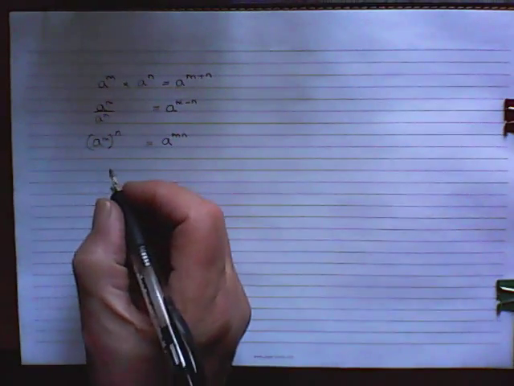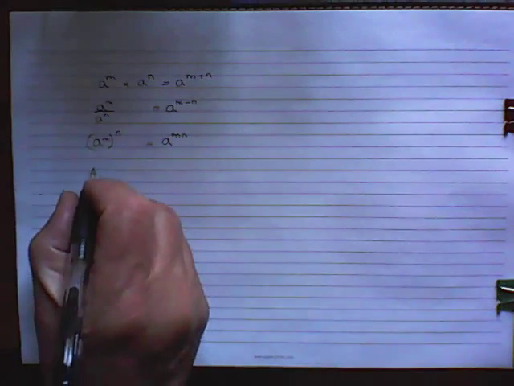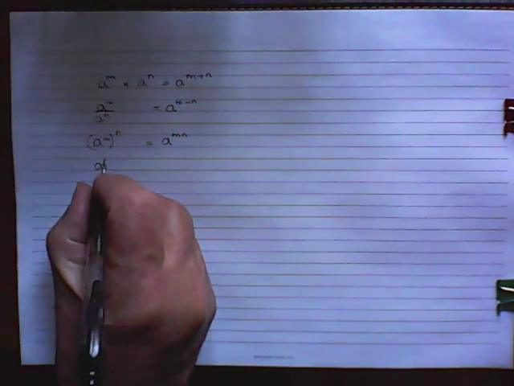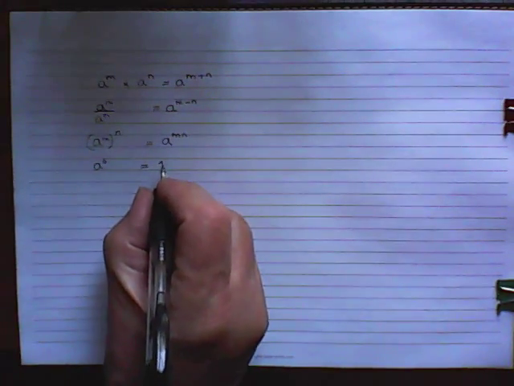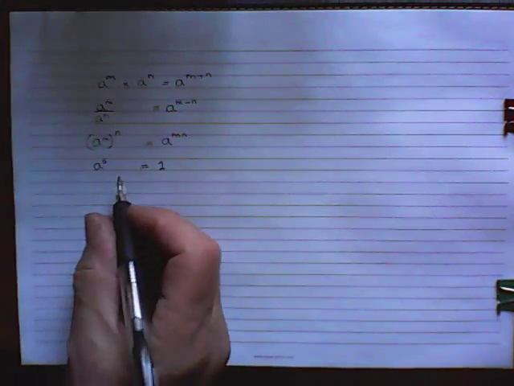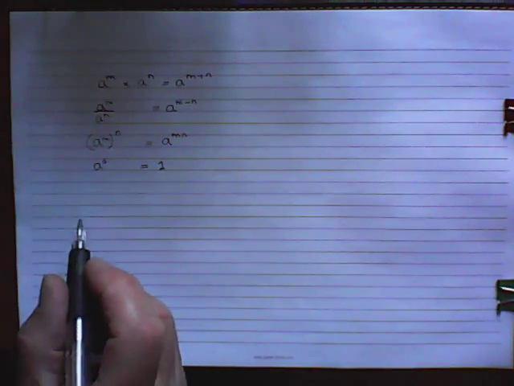All I'm doing is reiterating the laws that you've probably already been told. Here's an interesting one though. a to the power of 0 equals 1. Any number to the power of 0 equals 1. It always will do. And maybe I can explain that later.